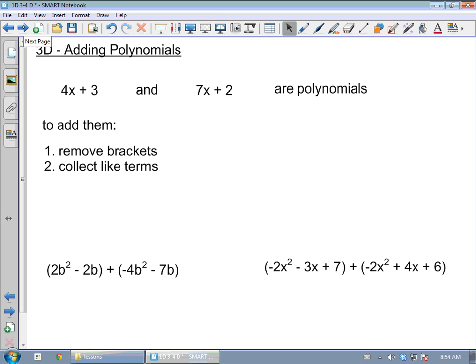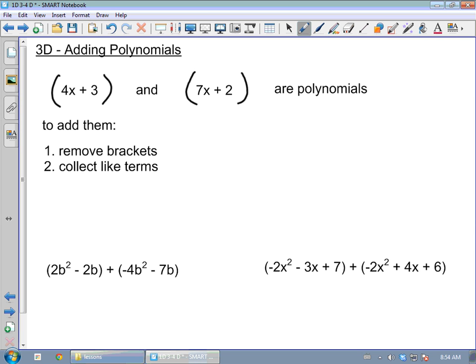Well, right here, I've got two examples of polynomials. 4x plus 3 and 7x plus 2 are both examples of polynomials. Remember, a polynomial was just a series of terms that were connected together with addition or subtraction. Okay? Now, last lesson we talked about the specific names that we have for polynomials. We classified them as monomials, binomials, and trinomials. 4x plus 3 and 7x plus 2 are both examples of what type of polynomial?